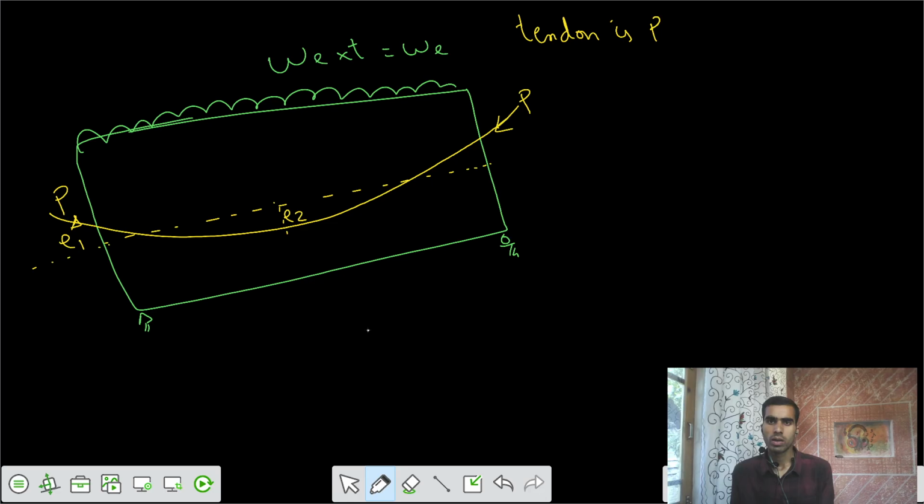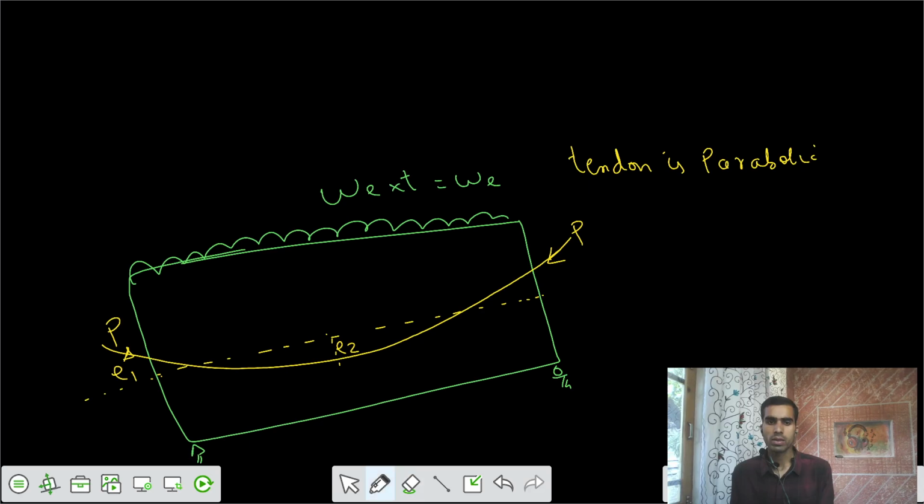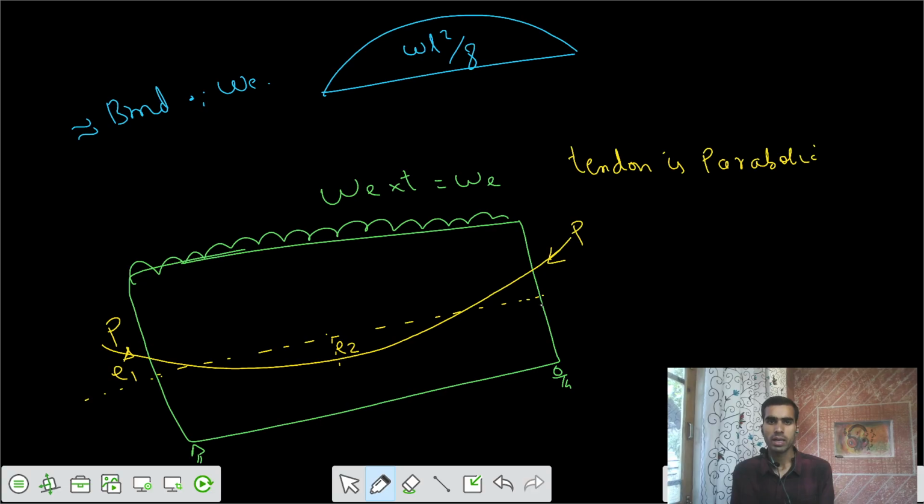So your tendon is parabolic. Why are we keeping this parabolic? Because we are going to have the cable similar to that of a BMD corresponding to the external loads. Because of the external loads, we are having some BMD in this fashion, WL square by 8 external. So similar to that, we are going to have the cable in such a way that those external moments are balanced by this cable, producing the hogging bending moment.